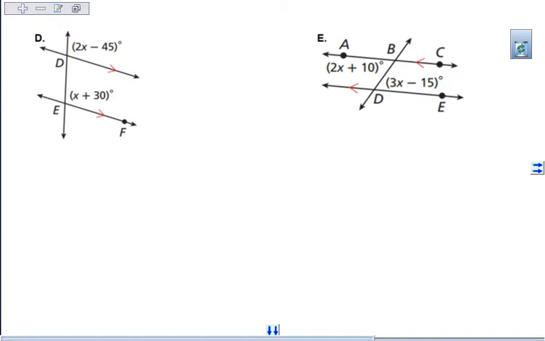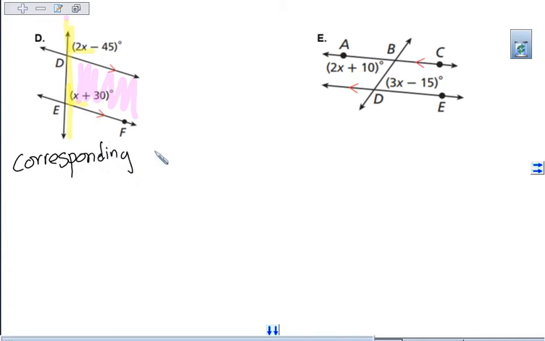Next up, we've got 2x minus 45 and x plus 30. Our transversal is line DE. Everything between the two other lines is our interior. So we have one interior angle, one exterior angle. On the same side of the transversal, that means we've got corresponding angles.